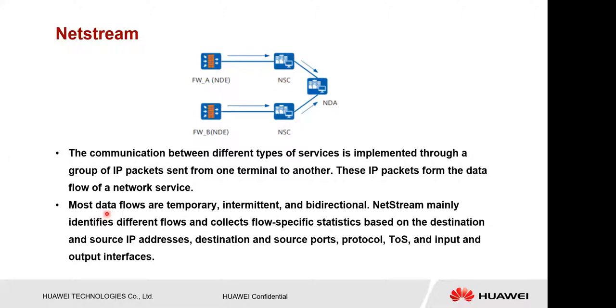So Netstream mainly identifies the different flows and collects flow-specific statistic based on the IP address, the destination IP address, the source IP address, and also based on port, destination and source port, the protocol, the TOS type of service, and also the input and also the output interface.